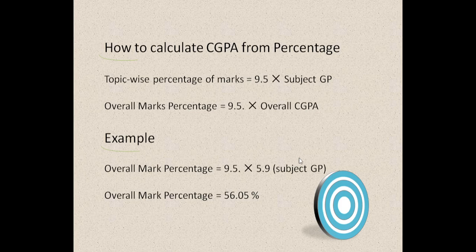For example, 9.5 is a fixed value and if you have subject GP of 5.9, then the overall percentage is 9.5 into 5.9. That means you got 56.05% in your exam. Okay, this is the percentage which will come from CGPA.